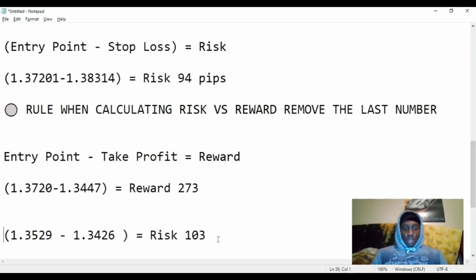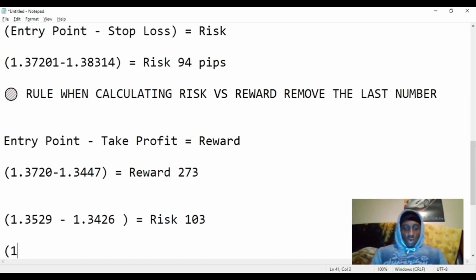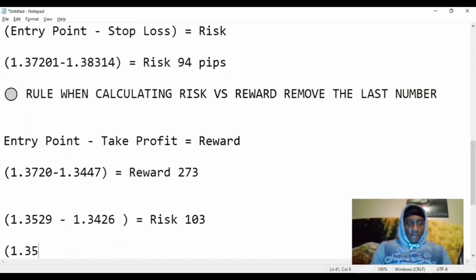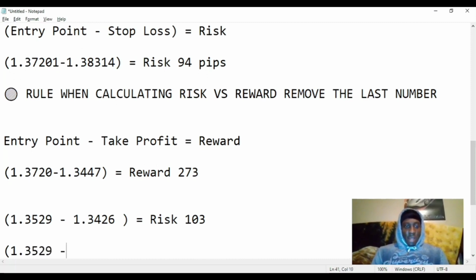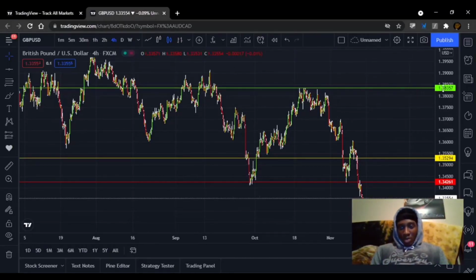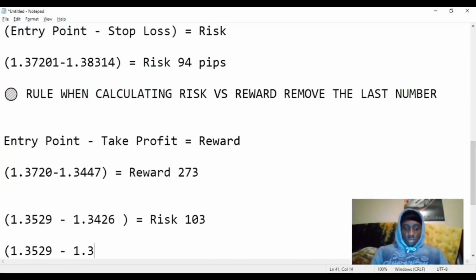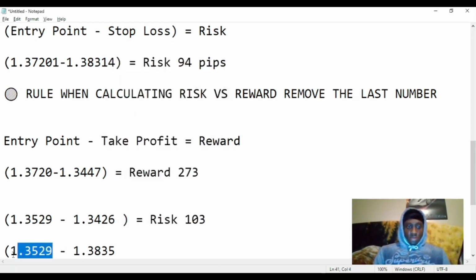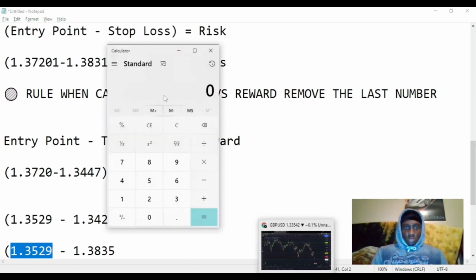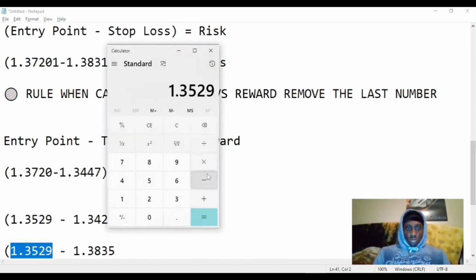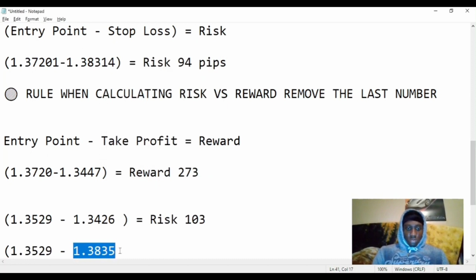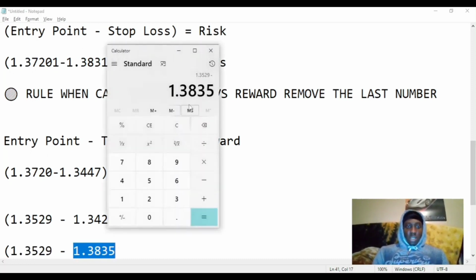So we're going to do 1.3529, which was our entry, minus the take profit, which is 1.38357. Remove the last number. I'm going to go ahead and put this into the calculator. And as you can see, that would be 306 pips.